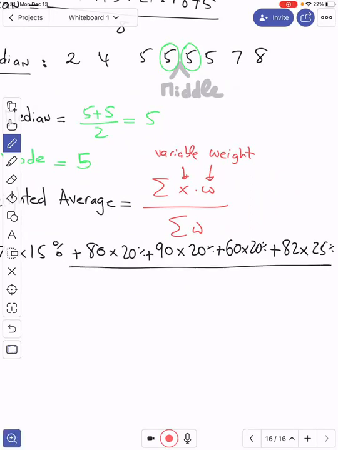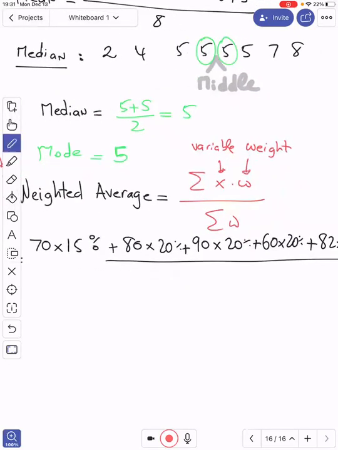This whole thing has to be divided by the sum of the weights. So the first weight is 15%, plus the second weight is 20%. The third weight, the weight of exam 2, is 20%. The weight of exam 3 is 20%, and the weight of the final is 25%.